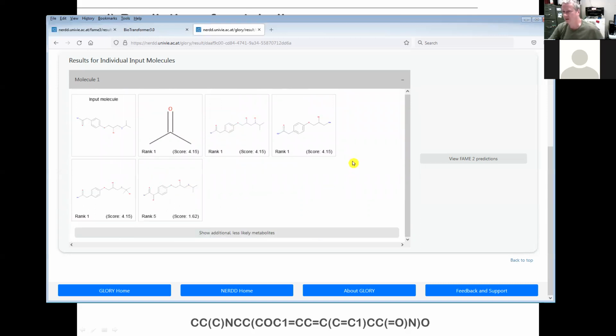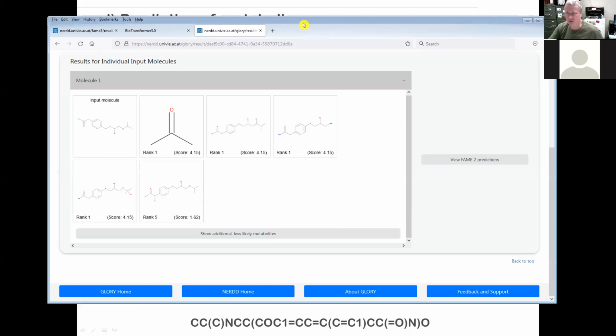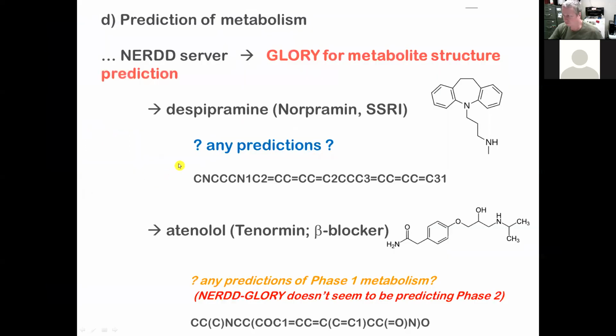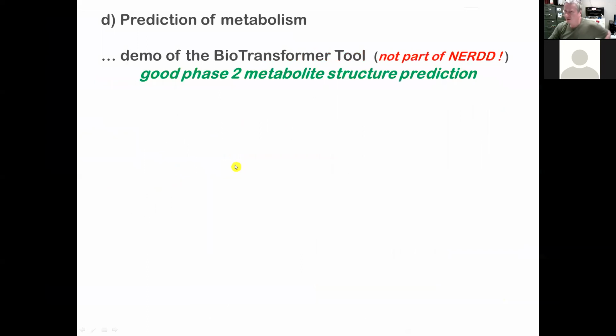Okay. All right, cool. So that was a little bit on this Glory tool. That seemed to work pretty good. I'm going to try the Biotransformer tool. It was being a little funny. It's not part of NERD. It's part of this Canadian metabolite structure prediction thing. It is good for phase 2 metabolite structure prediction.